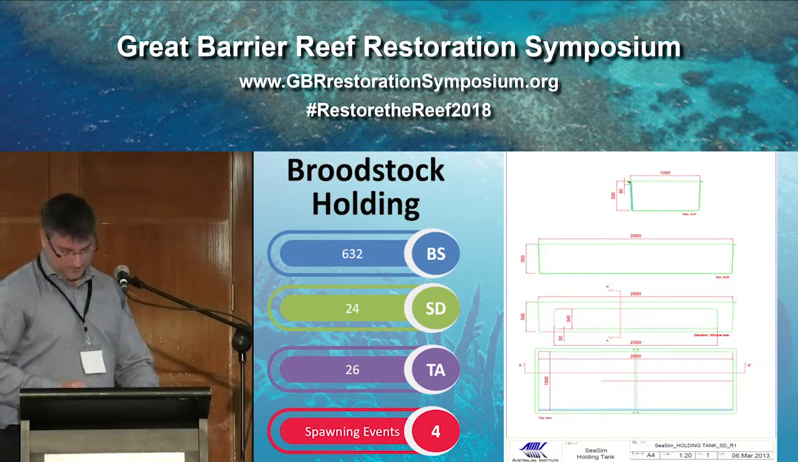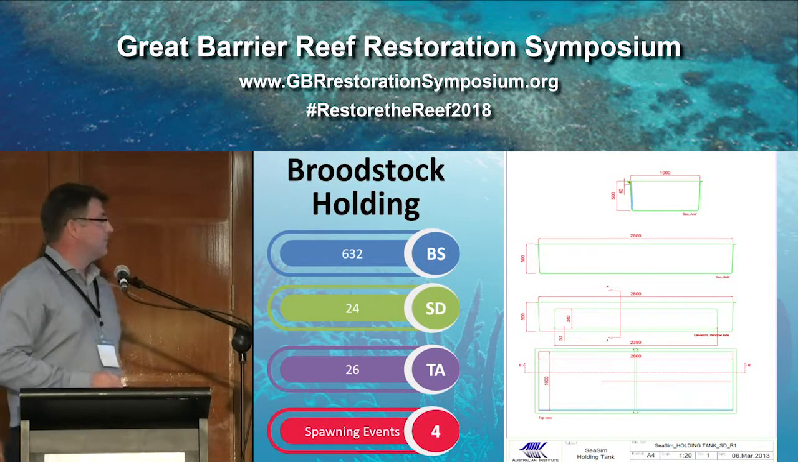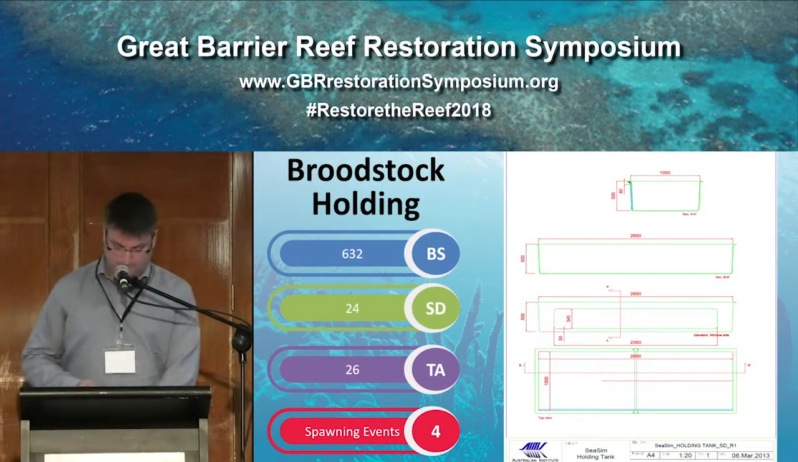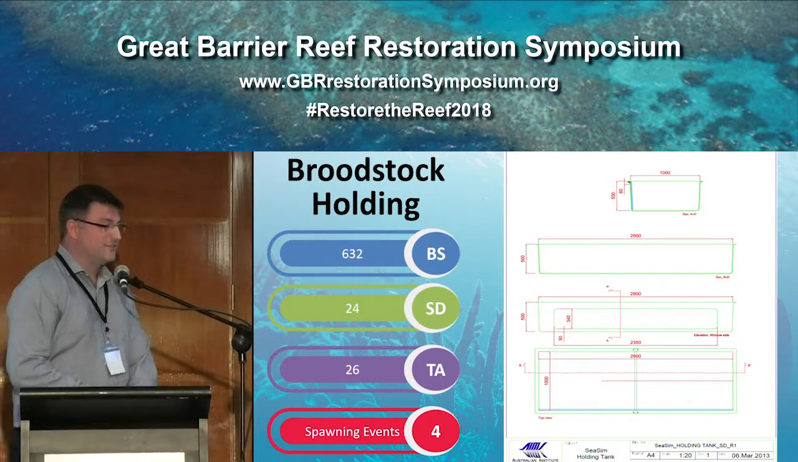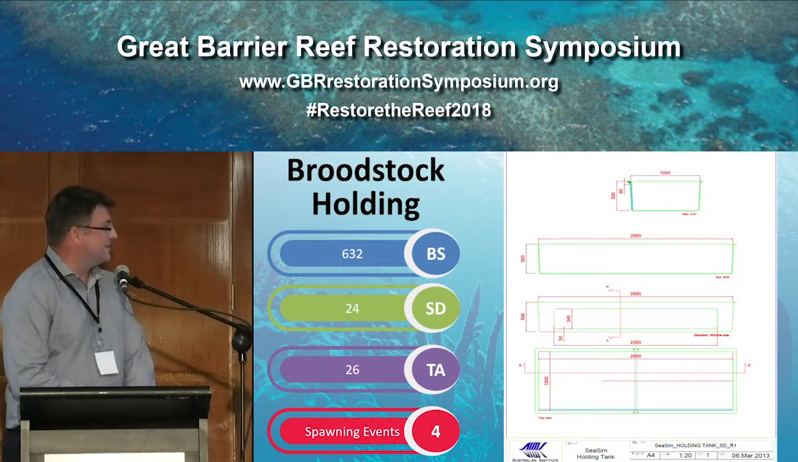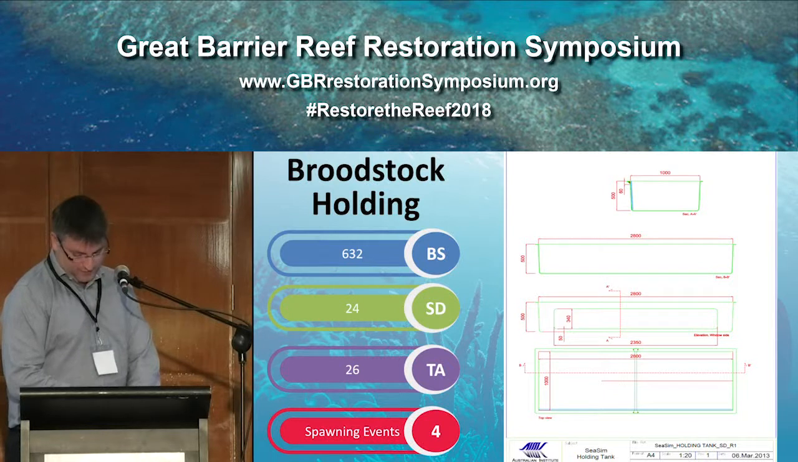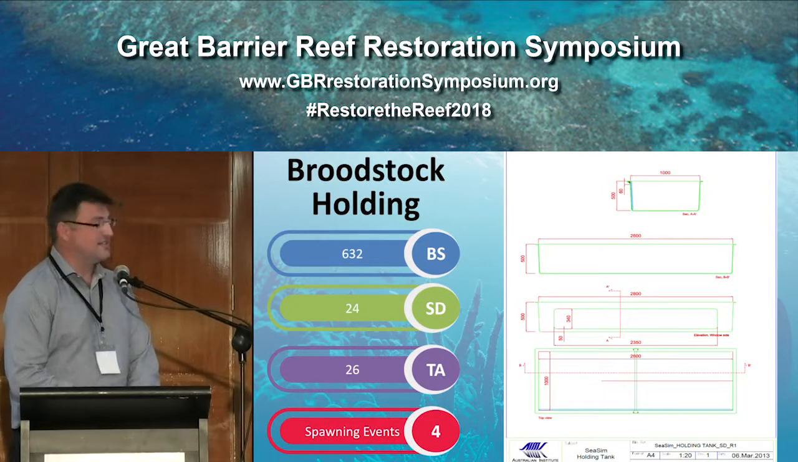And that was it. Broodstock holding. Oh, sorry, stocking density. Broodstock, 632 broodstock would be required. 24 is the stocking density, how many per tank.